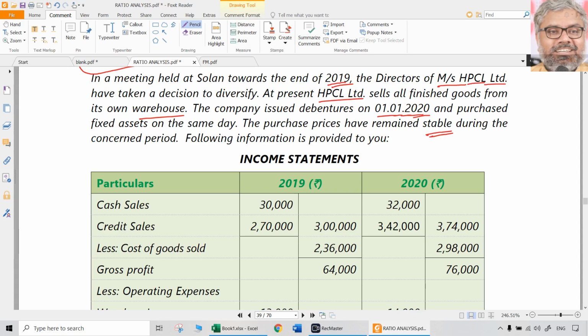But what is the other information which is there? The company issued debentures on 1/1/2020. That is one important piece of information in this paragraph. And also purchased the fixed assets on the same day. Okay. The purchase prices have remained stable. Purchase prices have not increased during the concerned period. The following information is provided to you.